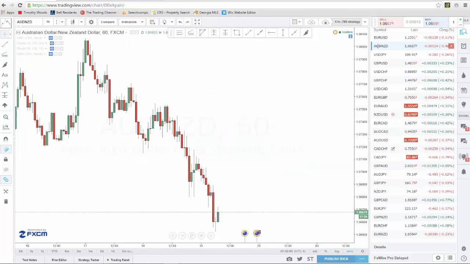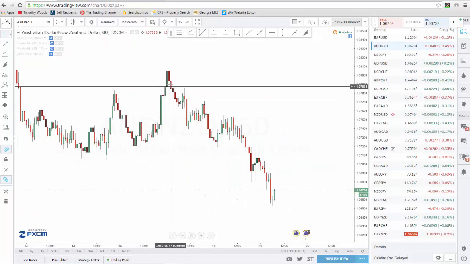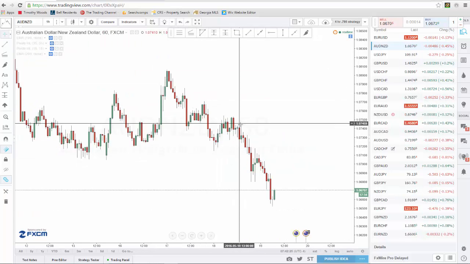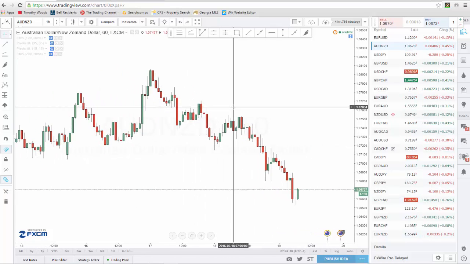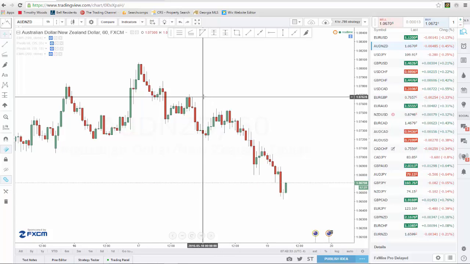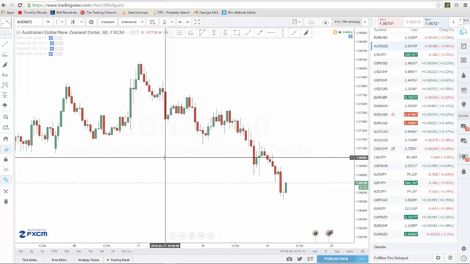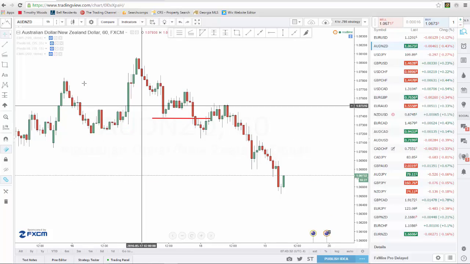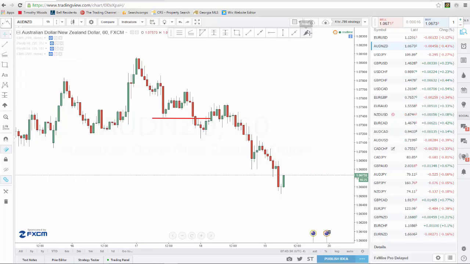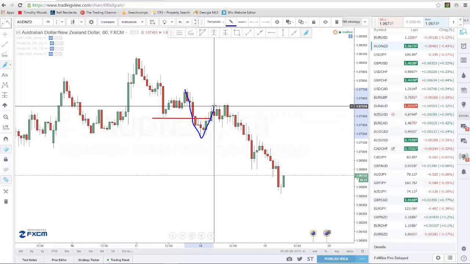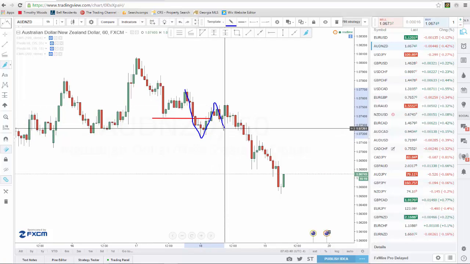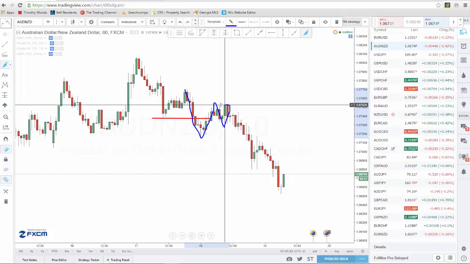Moving on, Aussie New Zealand. Here we see that we've started breaking into new lows, going into a downtrend. So if we were to use the strategy that we discussed on the previous pair, if you were a more aggressive trader, you do have your break and close below, resistance level made, pullback, and a retest of that resistance level, which is what we talked about on the previous pair.